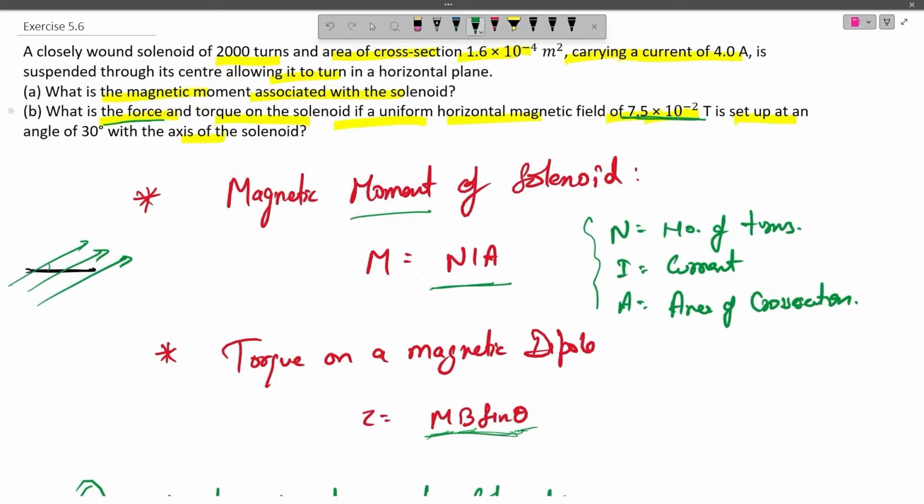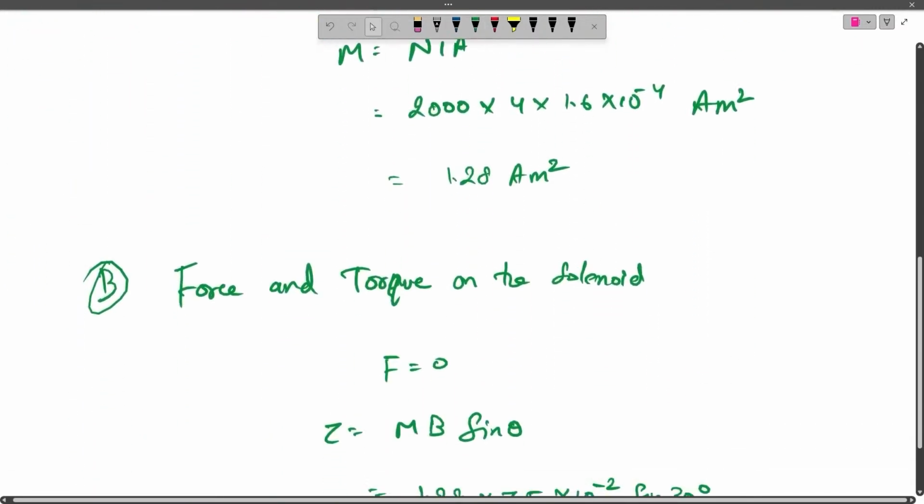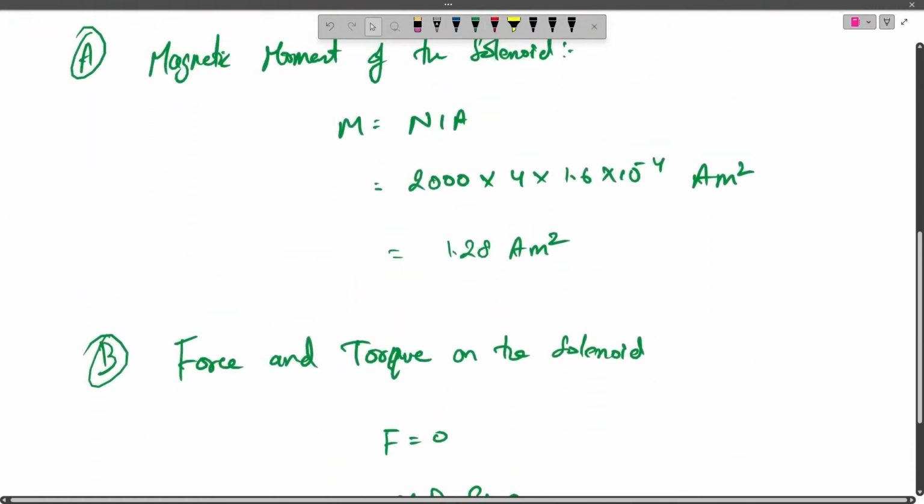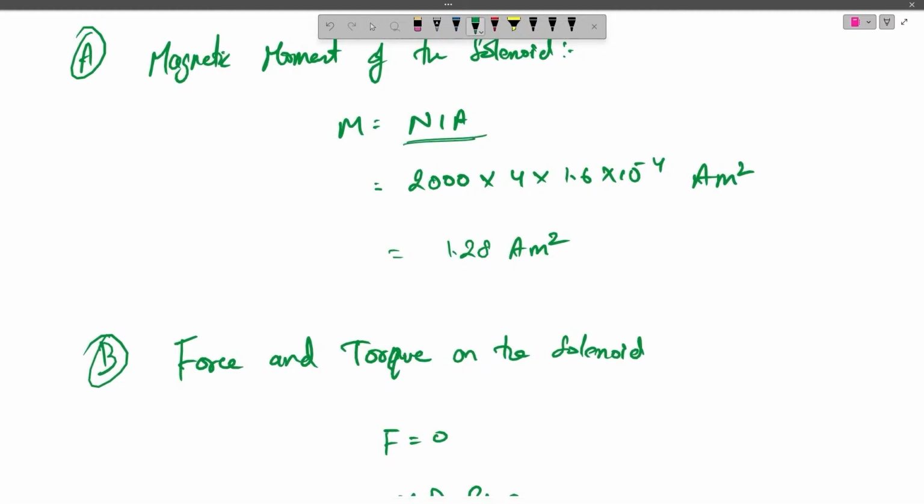So we know that since the magnetic field is uniform, no net force would be acting on this solenoid by the uniform magnetic field. So force is going to be 0. Now let us calculate the magnetic moment and torque on the solenoid. Magnetic moment would be equal to NIA, where N equals 2000, I is 4 ampere, and area of cross section is 1.6 × 10^-4 meter square. So we will get a value of 1.28 ampere meter square.